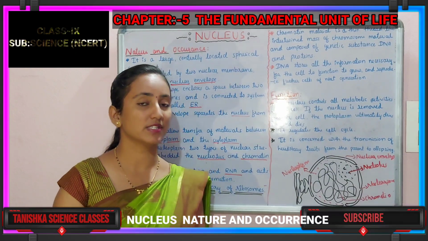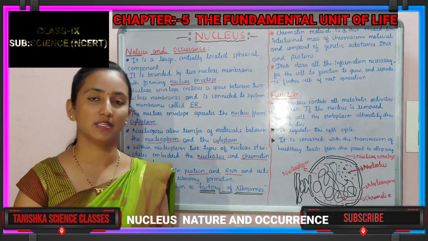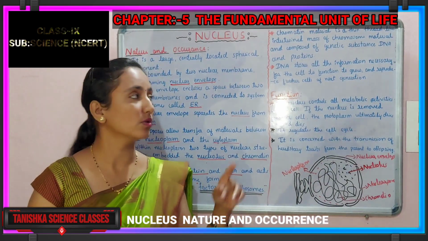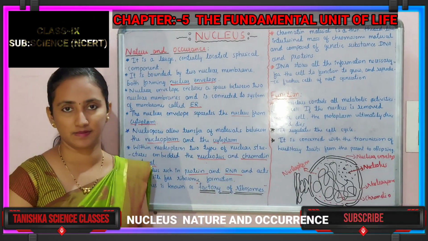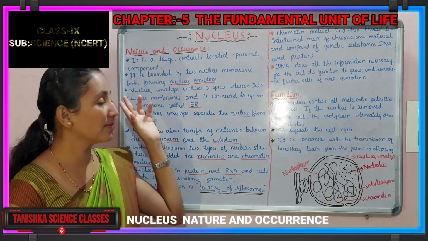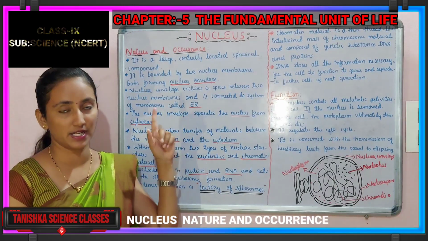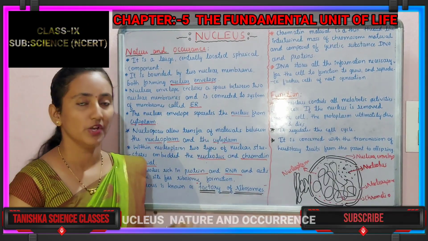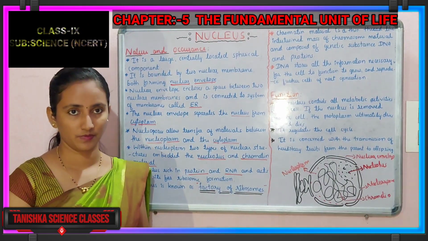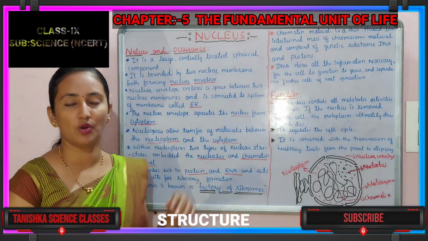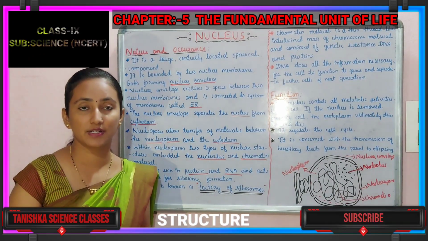I have already said that it is the second and an important part of the cell. So let us study in detail about the nucleus. At first we will study the nature and occurrence. Next we will study the structure, and then we will go to the function of the nucleus. So let's start with the nature and the occurrence. What is the nature and occurrence?